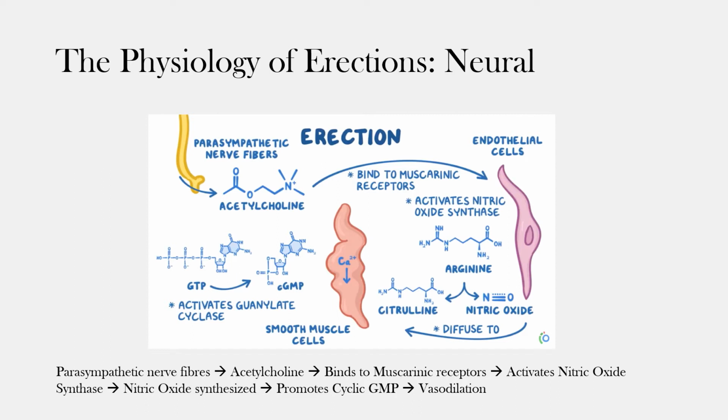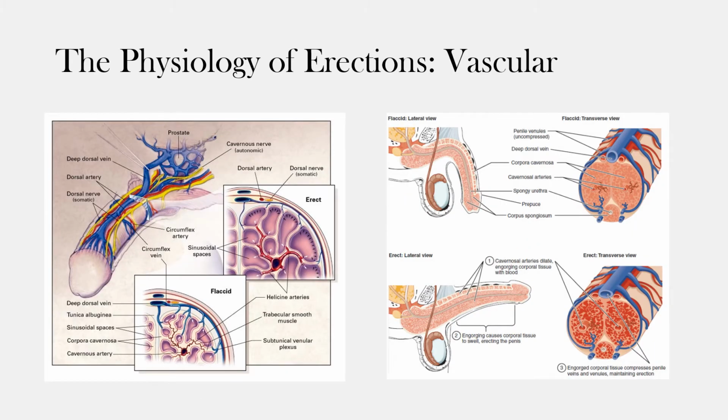Nitric oxide promotes cyclic GMP, and cyclic GMP causes a reduction in calcium and therefore vasodilation of smooth muscle. So nitric oxide promotes cyclic GMP. Cyclic GMP relaxes your smooth muscle. So this is all within the intercavernosal space. The next slide explains that a bit more.